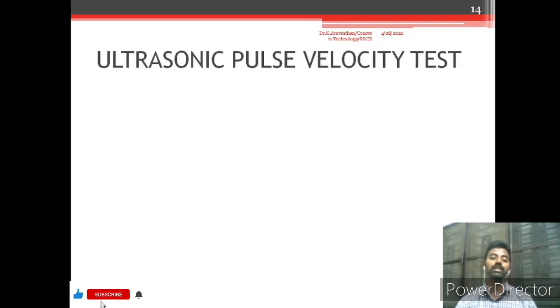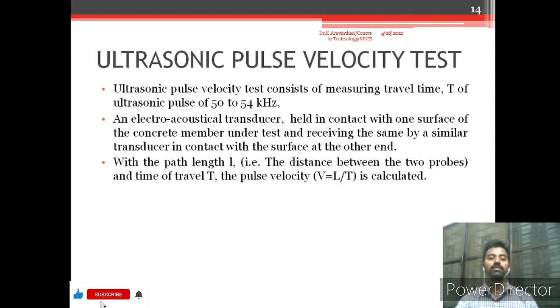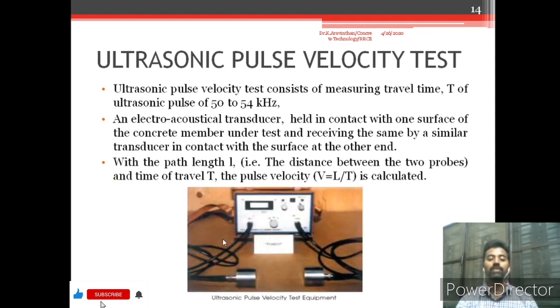And lastly, we will be discussing the ultrasonic pulse velocity test. The principle behind the test is that we send an ultrasonic pulse velocity wave from one transducer. From one end we send a wave with a frequency of 50 to 54 kilohertz. There is a concrete member in between these two transducers, and we measure the amount of time required for the pulse to travel from one side to the other side.